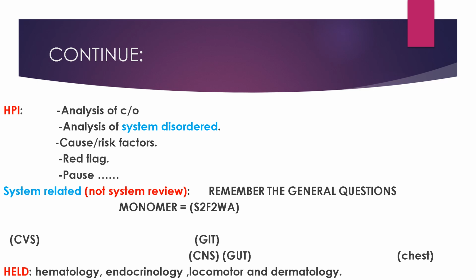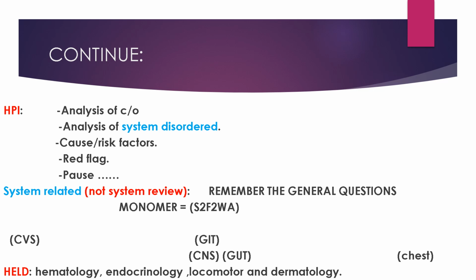It's not every system, but it is the systems related. For example, if you have a case of joint pain, after analysis of the complaint of the patient, and after analysis of the system disorder, which is the locomotor system, and so on, you start with the system related review. The system related review here will be, for example, start with the skin, and then go to the GIT and the chest and heart and so on.